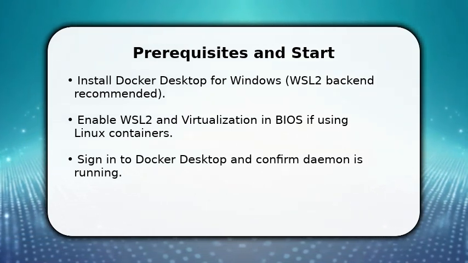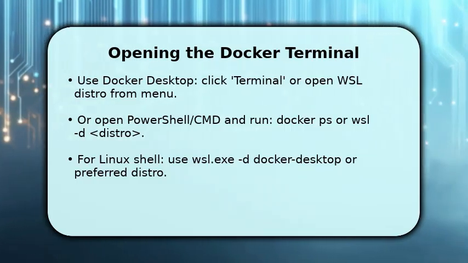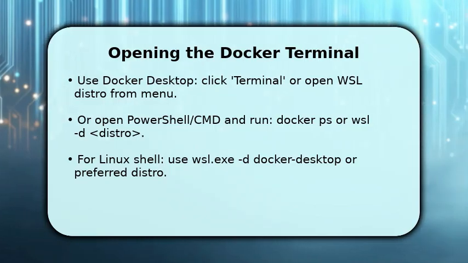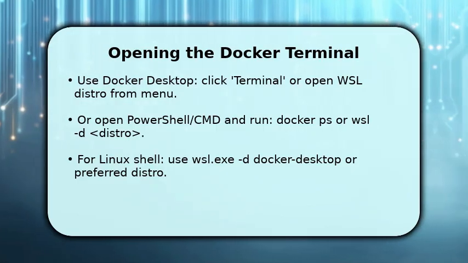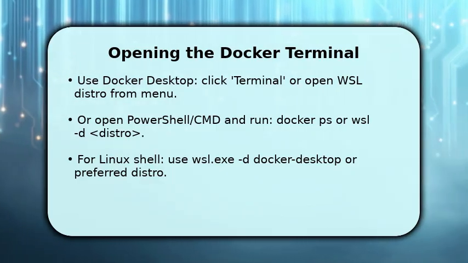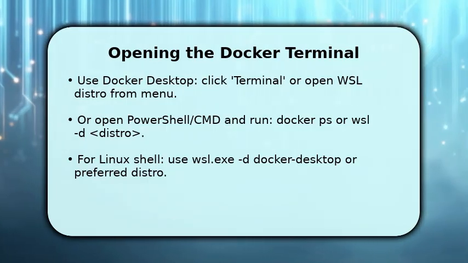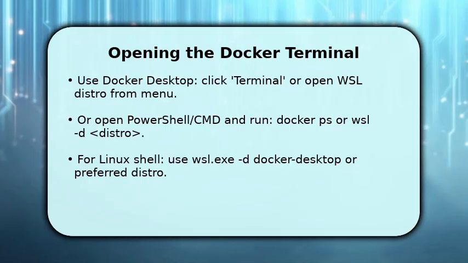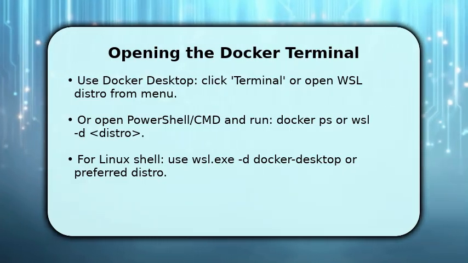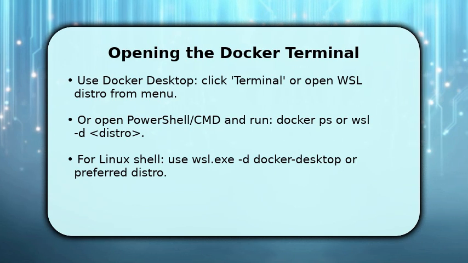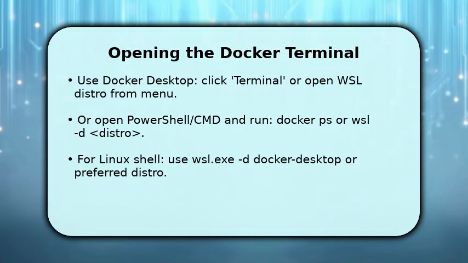Now you open the actual terminal where you run Docker commands. From Docker Desktop, click the terminal icon or select a WSL distro to open an integrated shell. This gives direct access to containers and images. Alternatively, open PowerShell or command prompt and run docker ps to verify connectivity. If you need a Linux shell, run wsl, either from Docker Desktop or wsl -d your distro. Make sure Docker context is set correctly. Switch contexts with docker context use if it points elsewhere.